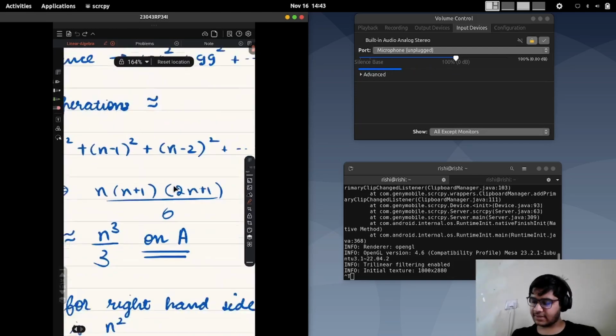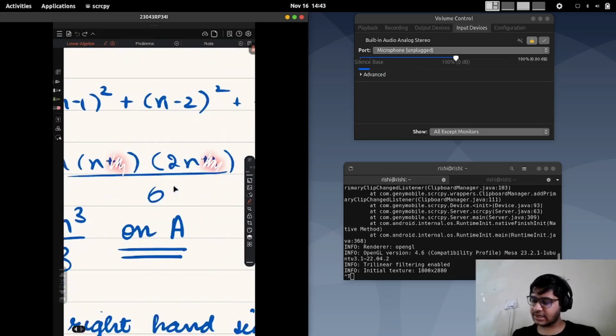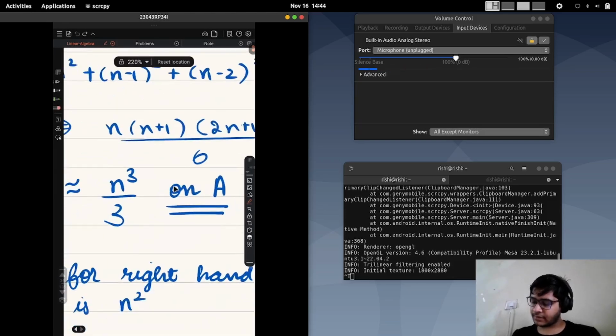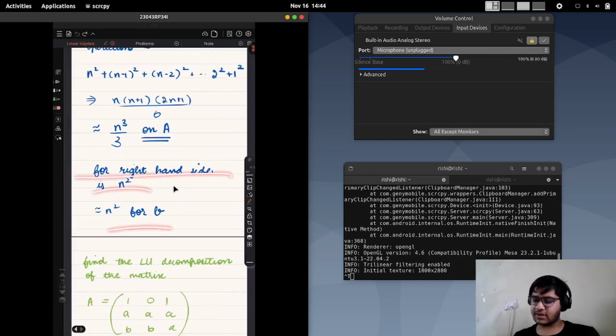We know the summation of the series is this. To make a rough estimate, if we push into a very large number, this 1 will become insignificant in front of it, so we can just remove this 1 and this 1, and we will find that this is roughly equal to n cube by 3. So we will have to perform roughly that amount of calculation. N cube by 3. And for the right hand side, it is obviously n square elements.